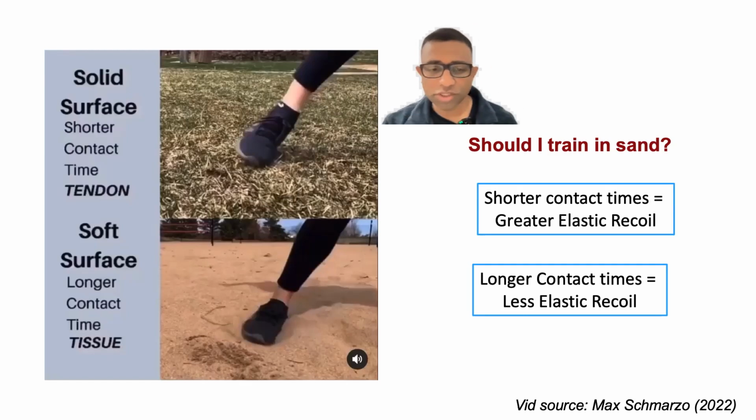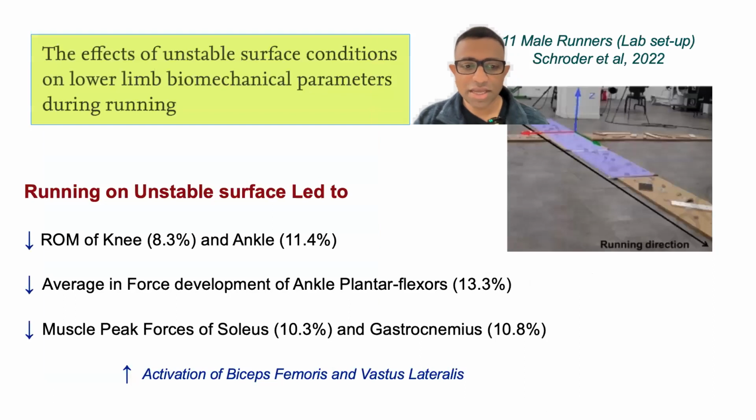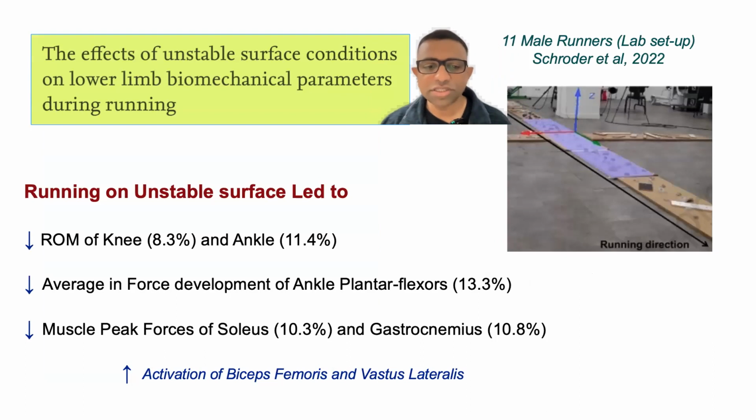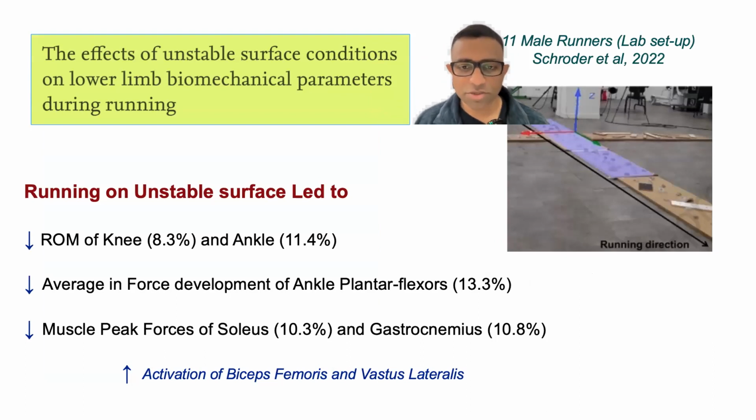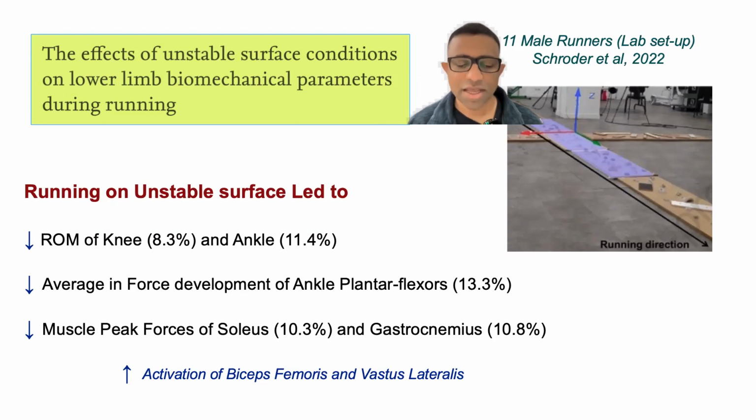So first was speed, second was the soft surfaces as well. And we also know that running on softer surfaces leads to other adaptations. So one, it decreases the range of the knee and the ankle. So this was a study which looked at 11 male runners and made them run on uneven surfaces. And also it sort of reduces the output of your plantar flexors. So it becomes less effective. And also the peak forces of the soleus and the gastrocs is less. And there's more activation of the proximal part like your biceps femoris and vastus lateralis.